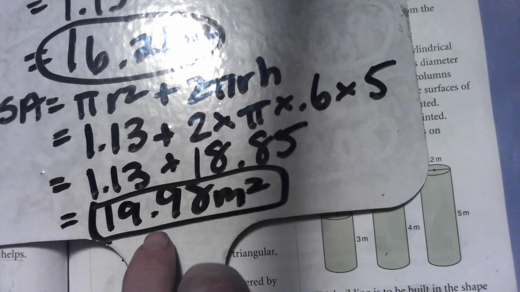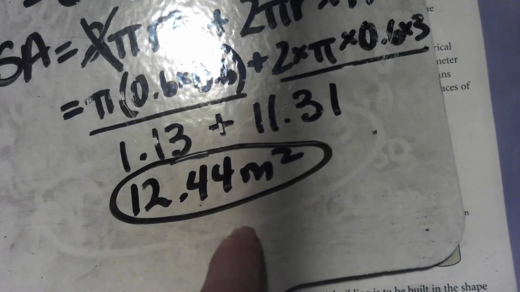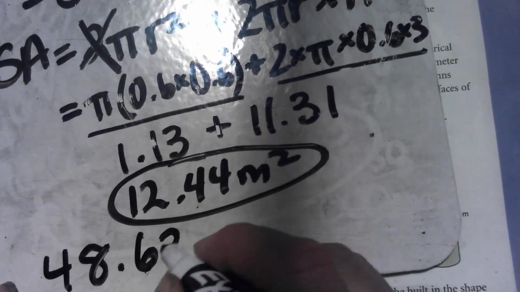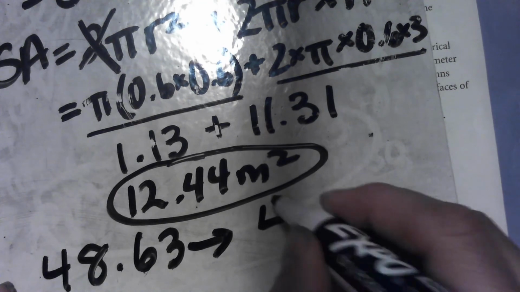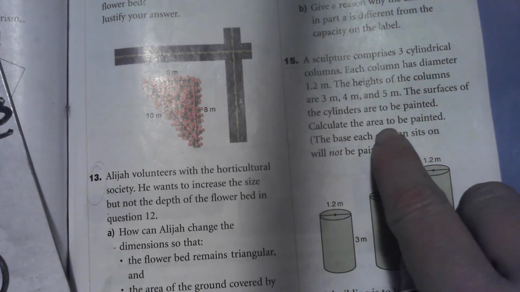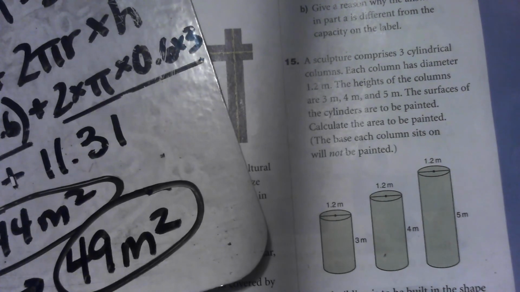So now we're going to add all of these. So we've got 19.98 plus 16.21 plus 12.44. And we add those all together, and it adds up to 48.63, we're going to just round that up to 49 meters squared. So then you'd write a sentence saying the area to be painted would be, the surface area to be painted would be 49 meters squared. And that's the answer for number 15.